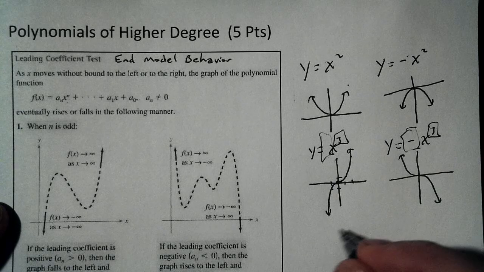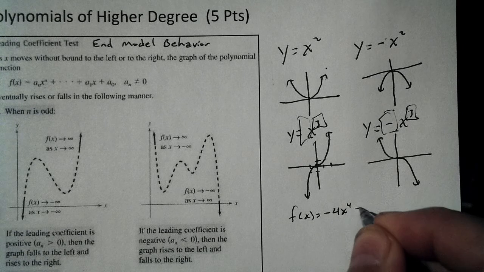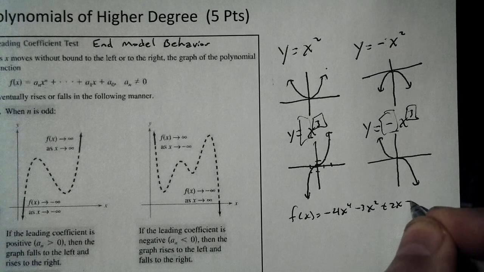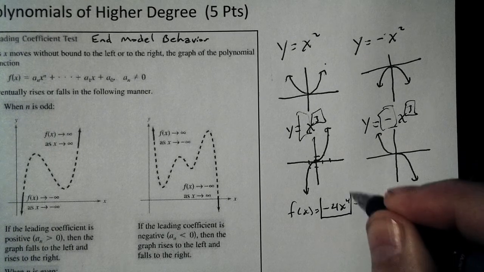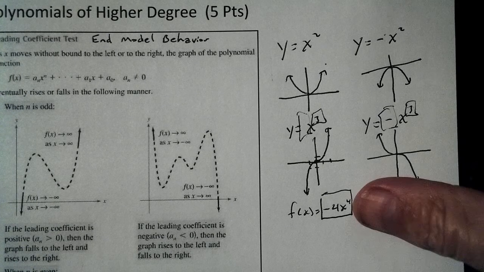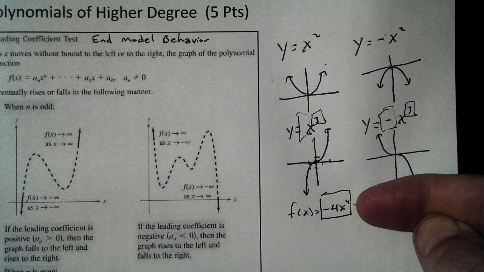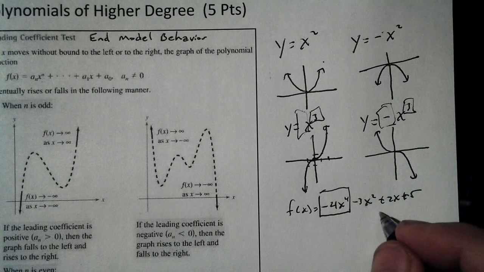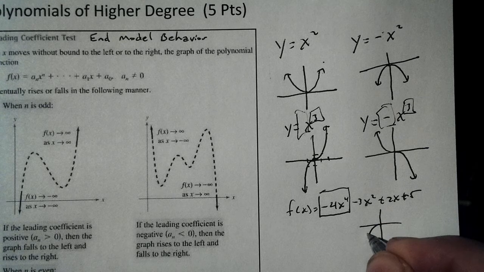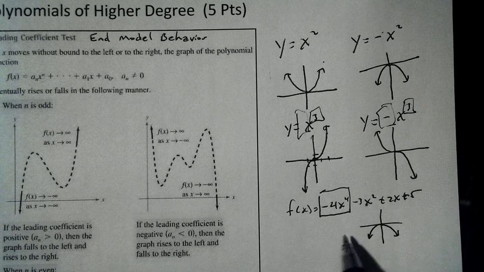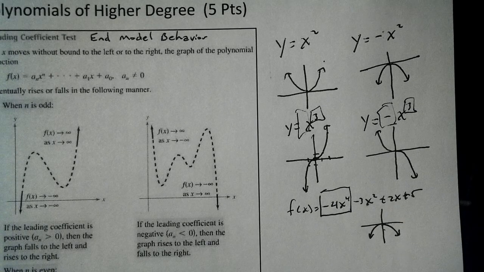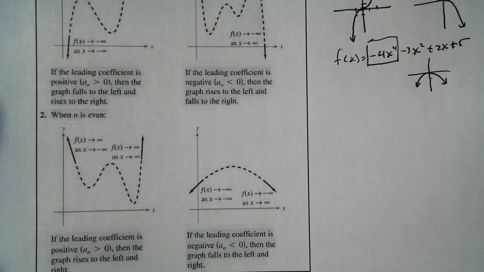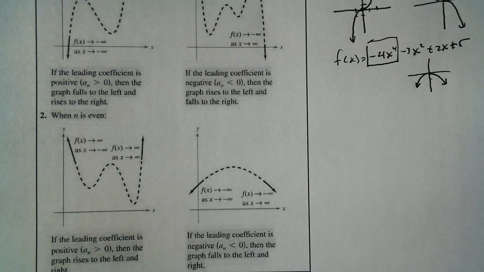So let's say I have f of x equals negative 4x to the fourth minus 3x squared plus 2x plus 5, and we're asked for end model behavior. This eventually becomes the dominant term. Eventually the graph is going to try to look like that guy. And that guy, we should have a pretty good feel, just by itself, looks something like this. So this graph falls to the right, falls as we move to the left as well. So that's what this first little section's about. Big section here in the problems.